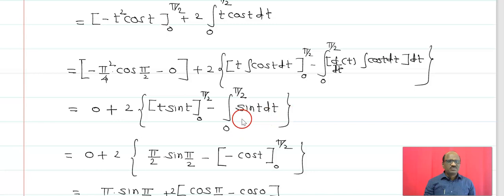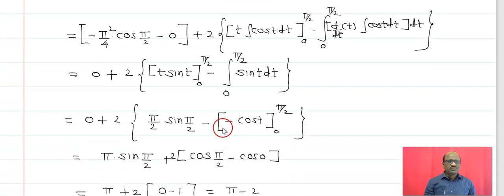Minus, what about the integral of sine t? Integral of sine is minus cos t. And this minus minus will become plus, or keep this minus sign as it is. Again, upper limit is pi by 2, lower limit is 0. And here is a minus and minus, that becomes the plus sign. Upper limit is cos of pi by 2 minus cos of 0.